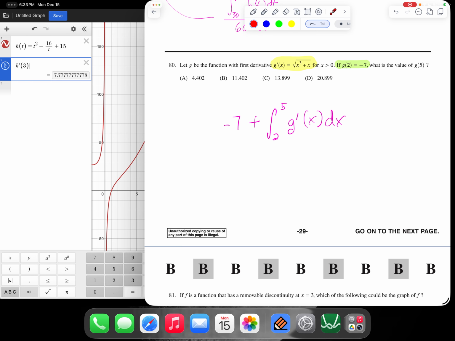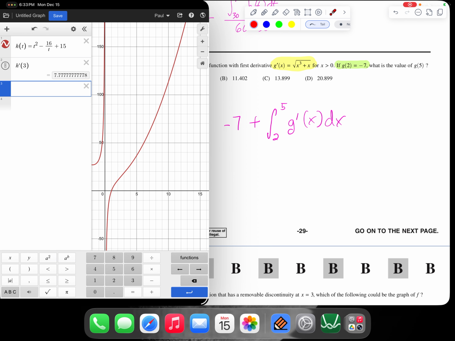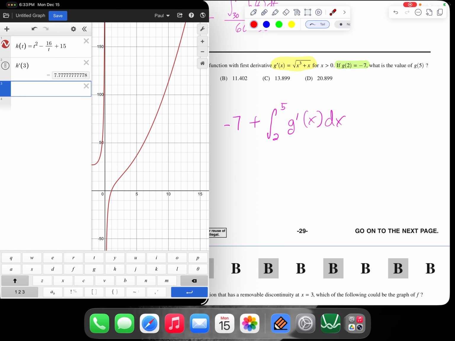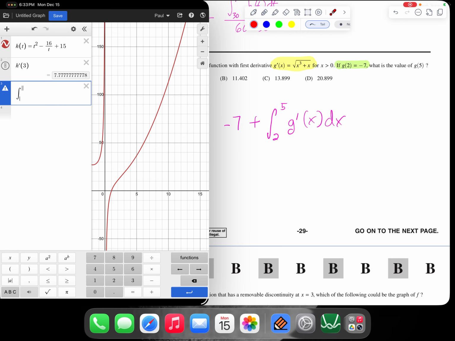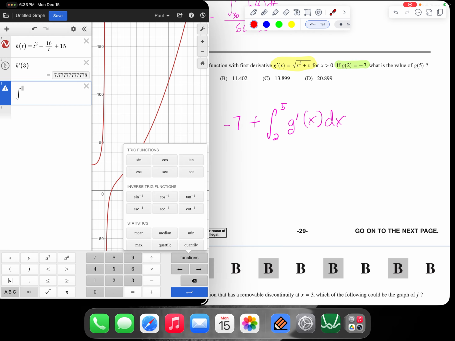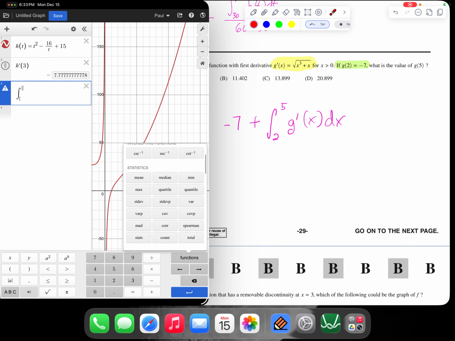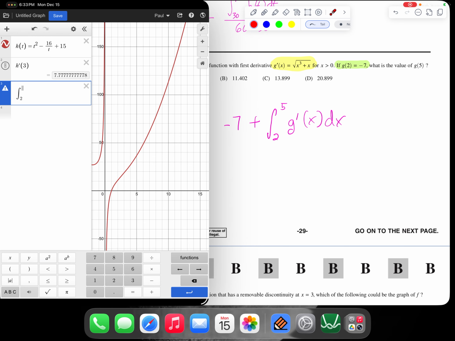Now, this function that I've highlighted in yellow does not look like a lot of fun to antiderive by hand. So I'm going over here to Desmos, and I'm going to ask Desmos to tell me. Go to ABC and type int, that gets me an integral. You can also find it under functions. If you scroll down, eventually you get to calculus and you see there's an integral sign there. In that integral sign, I'm going to start at 2. I'm going to go to 5.